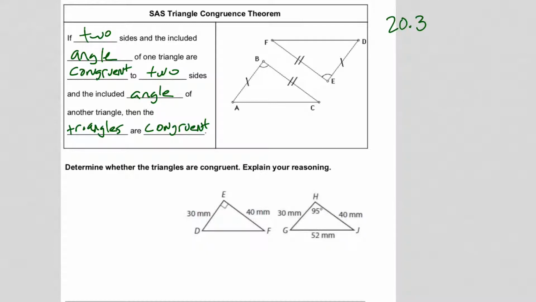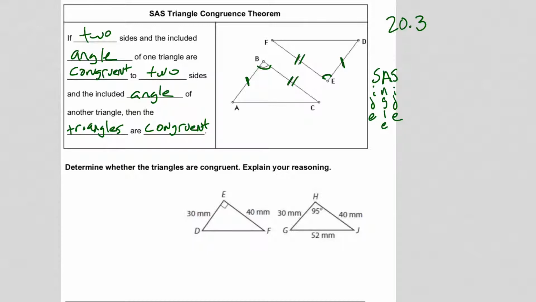So here we've got a side and a side. Here we've got an angle and an angle. And here we have another side and another side. Hence, SAS, or side angle side.